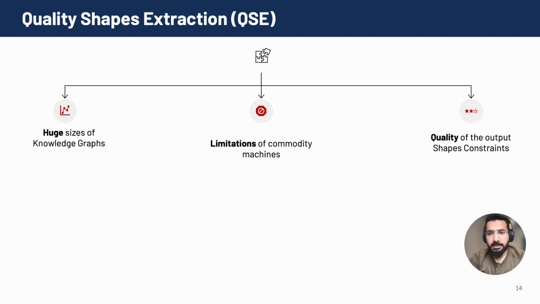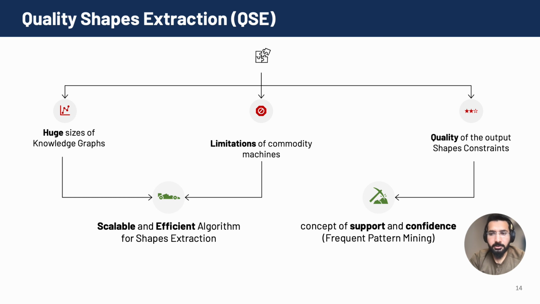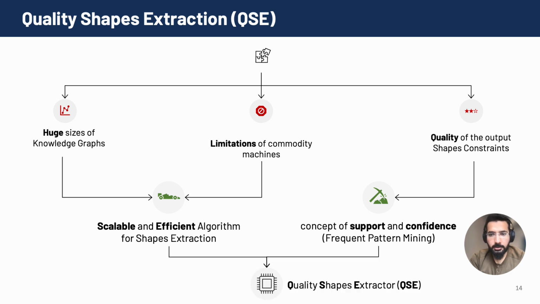To solve the challenges of huge size and limitation of a commodity machine, we propose a scalable and efficient algorithm for shapes extraction. To deal with the quality issues, we introduced the concept of support and confidence in shapes extraction, inspired by frequent pattern mining. Altogether, we propose a quality shapes extraction approach called QSE. Let's see how we define support and confidence.